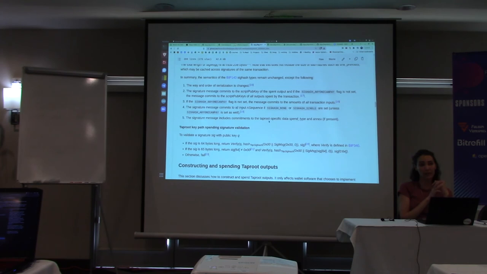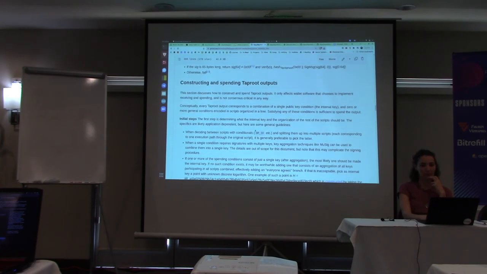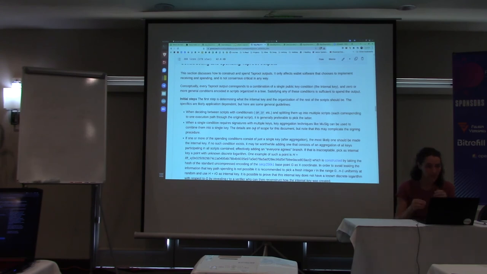And throw it away. It doesn't get validated. There's no validation rules on it currently in V1 script stuff, but it does get committed to. So that means that no one can change this signature data that you add in. Kind of a fun, important thing.